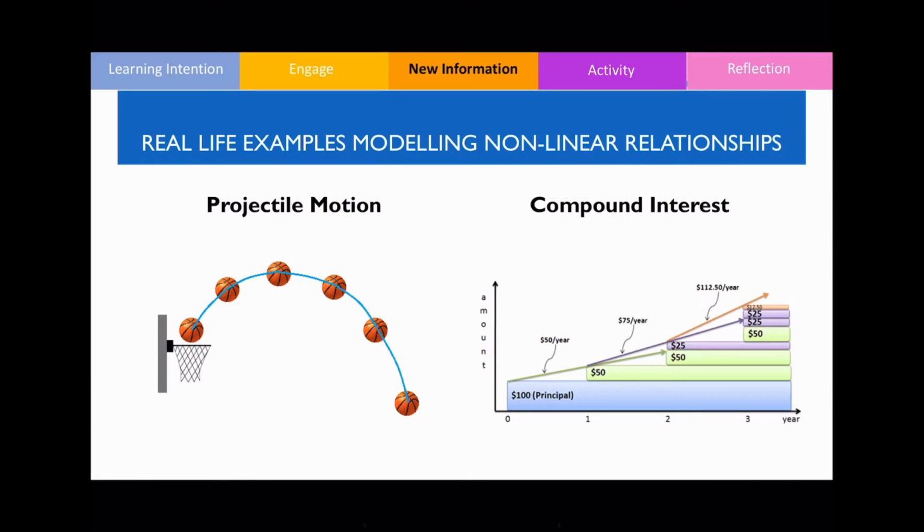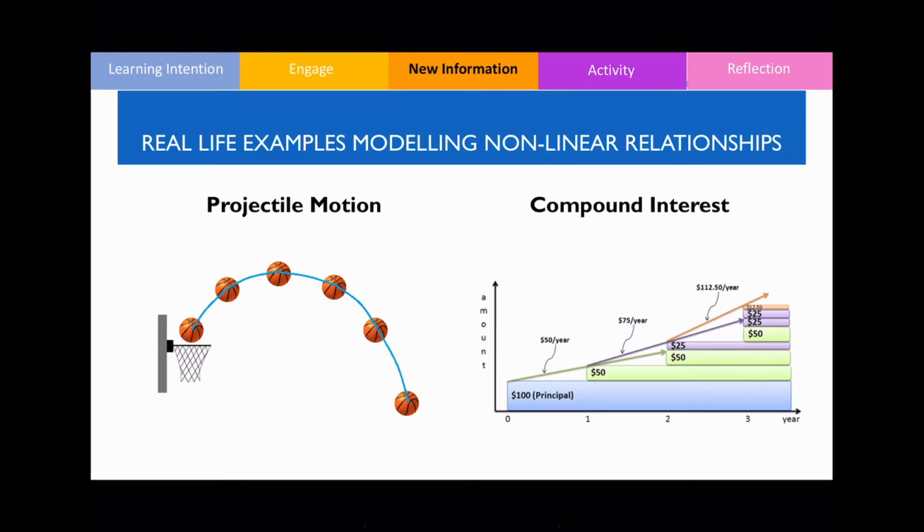The reason why we are studying nonlinear relationships is because many real-world processes and things actually model a curved line. For instance, projectile motion, which is the study of objects that are thrown in the air, follows this particular arc shape here. So we can actually model that and find its equation.